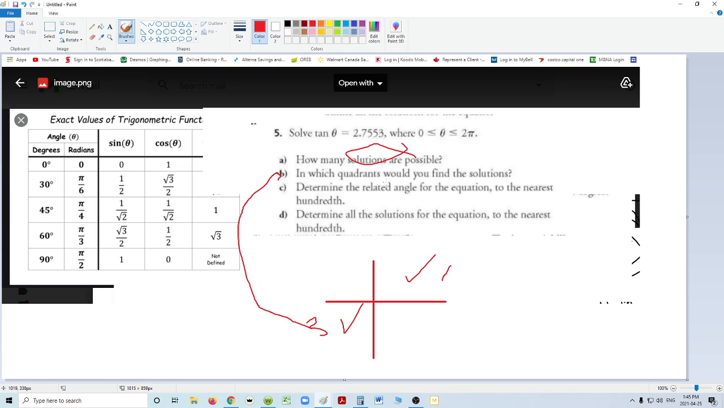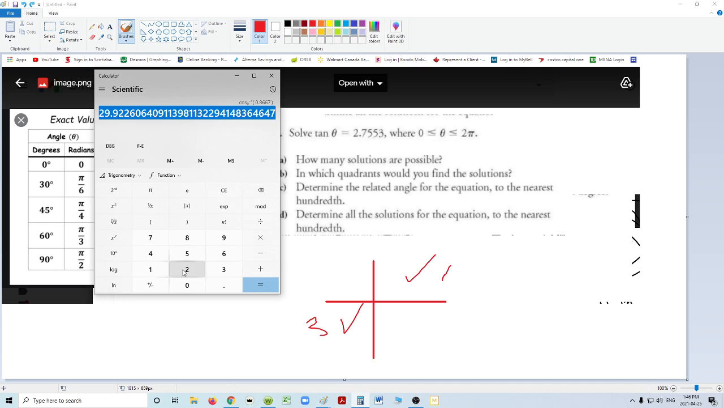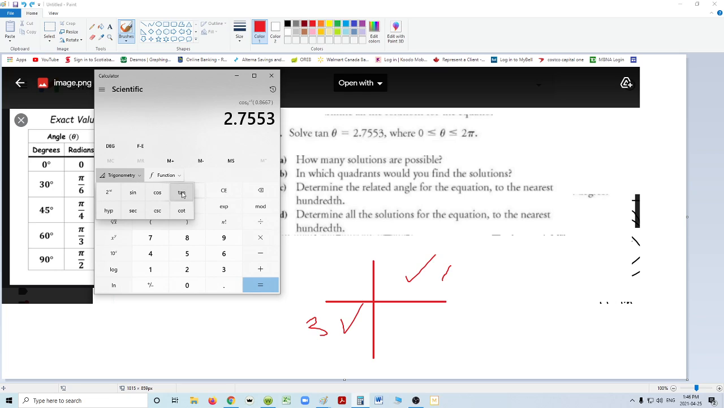How many solutions are possible? Well, assuming that that is not 90 degrees, and it isn't because it's not an even number, there are 2 when it's positive. And sometimes there's 4 if it's a squared issue. But in this case, there's 2. So you got to take 2.7553 and inverse your tan to figure out what angle we're talking about. We're also talking about in pi's in this question. Notice the question. So this is going to give us 4.8 degrees.